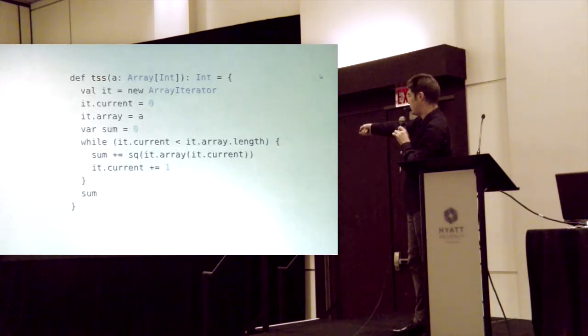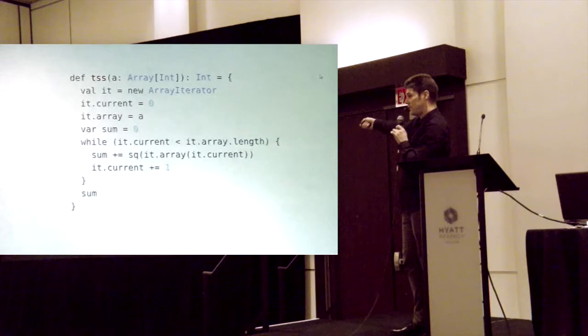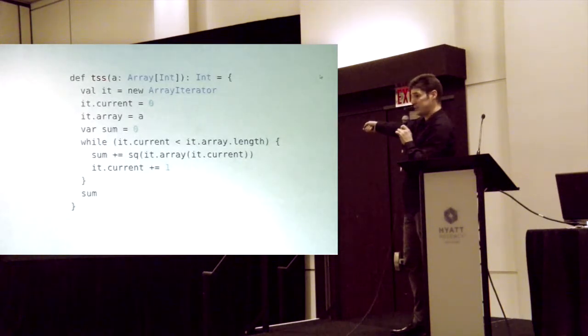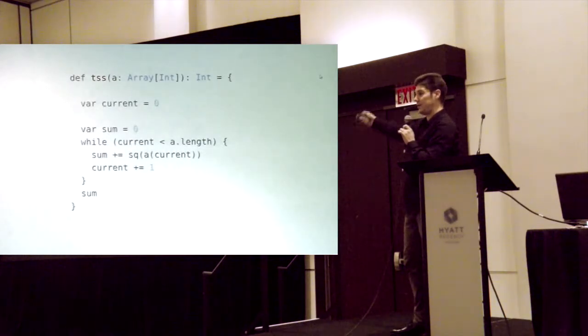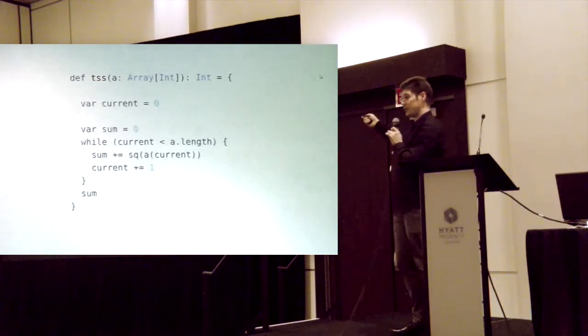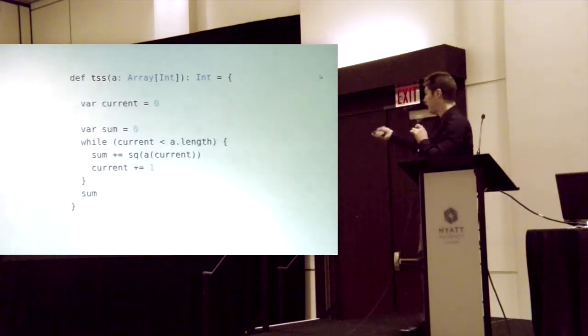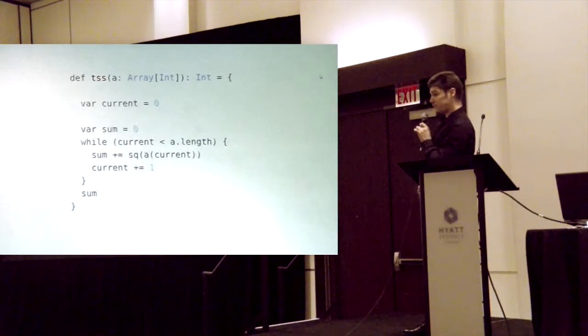So that means that you can replace this it array with just a. And similarly, you can replace these occurrences of it.current with a new variable which you initialize to 0. And if you do all these things and then you reason about the fact that this object that's been allocated here never escapes this function, then you can replace those reads and writes, and then your object allocation becomes dead code and you don't need it anymore. And you arrive at code like this.